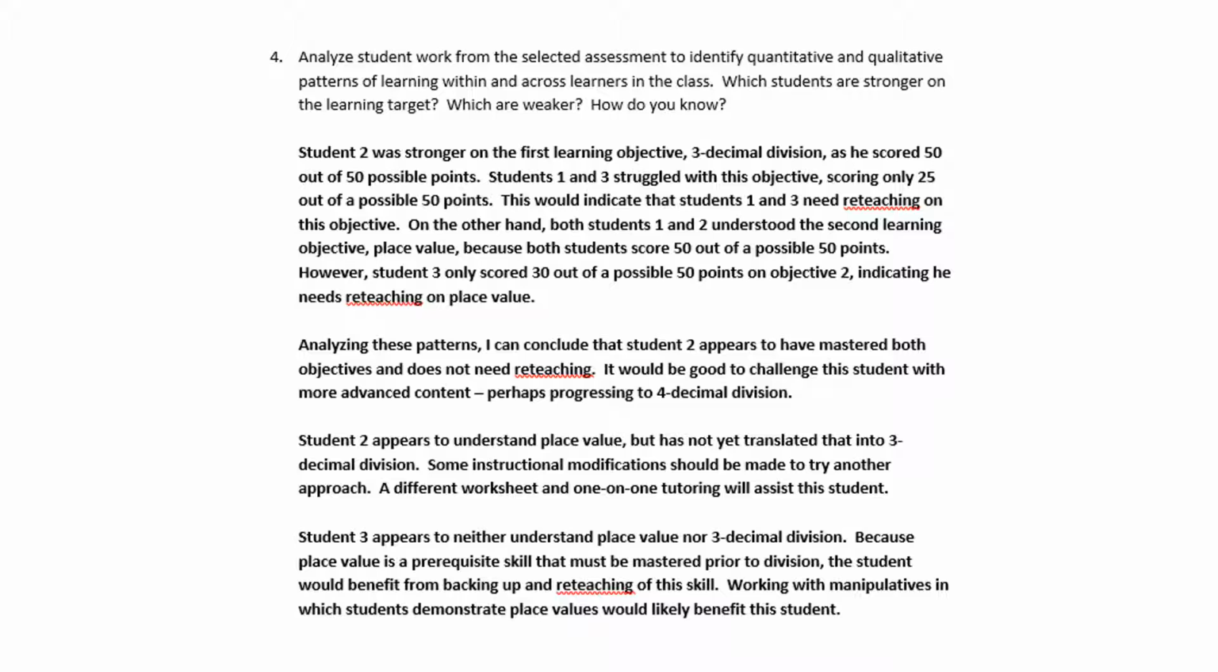However, student 3 only scored 30 out of a possible 50 points on objective 2, indicating he needs reteaching on place value. Analyzing these patterns, I conclude that student 2 appears to have mastered both objectives and does not need any reteaching. It would be good to challenge the student with more advanced content, perhaps progressing to 4 decimal division. Student 2 appears to understand place value, but has not yet translated that into 3 decimal division. Some instructional modifications should be made to try another approach. A different worksheet and one-on-one tutoring will assist this student.